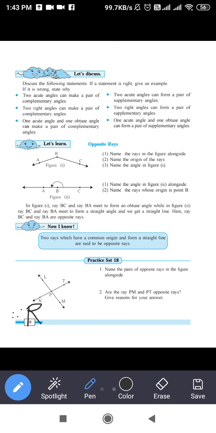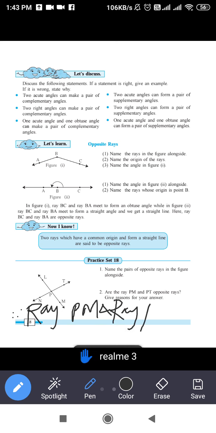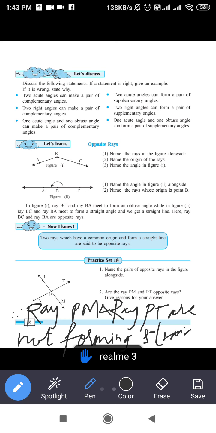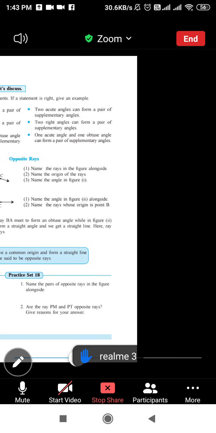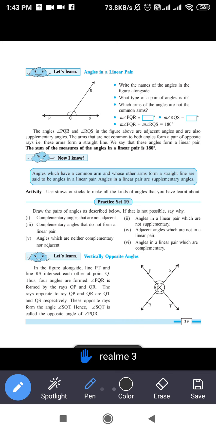So what will be your answer? Since ray PM and PT are not forming a straight line, therefore they are not opposite rays. Okay, so that's your final answer. So here we have completed practice set 18. Next, practice set 19.